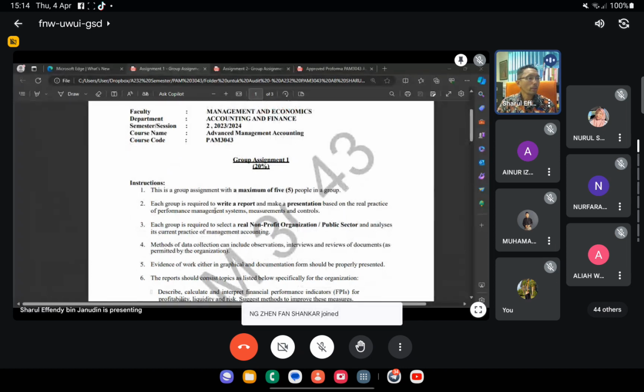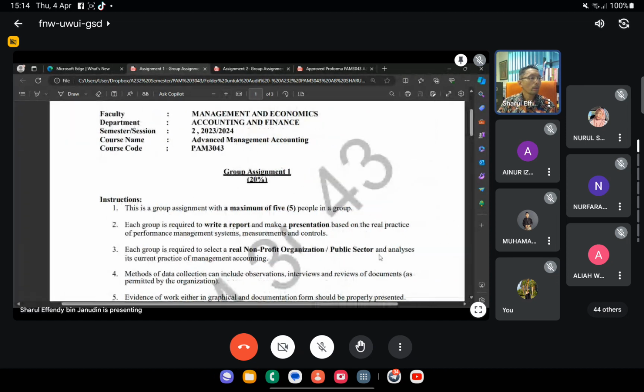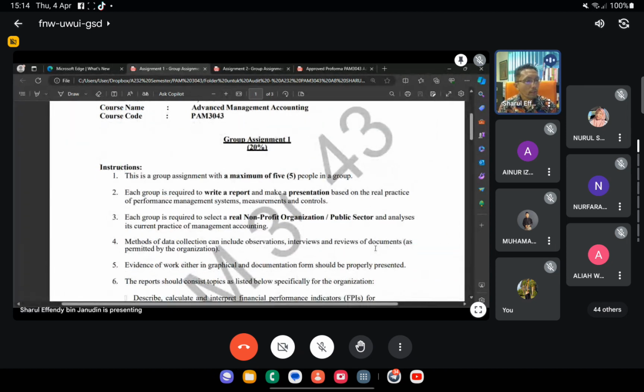Each group is required to write a report. So it is a written assignment, and you have to do a presentation in class, based on the real practice of performance management system, measurement and control. Each group is required to select a real non-profit organization or a public sector organization.